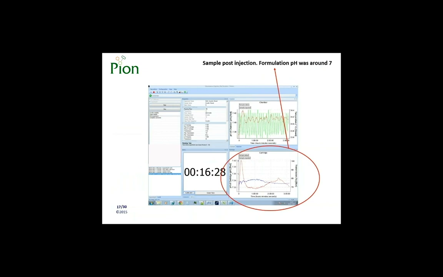This slide shows the same experiment 3 hours after injection. Here we see the pH initially recovered after the injection to almost exactly pH 7.4 before dropping back down again. The drop in pH after the initial increase might be due to insulin dissolving.